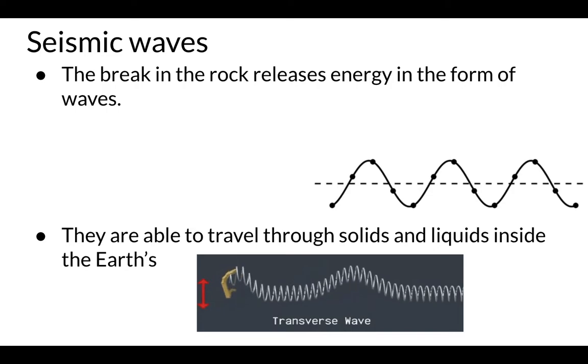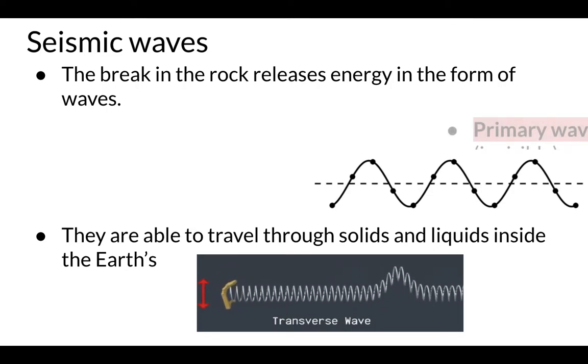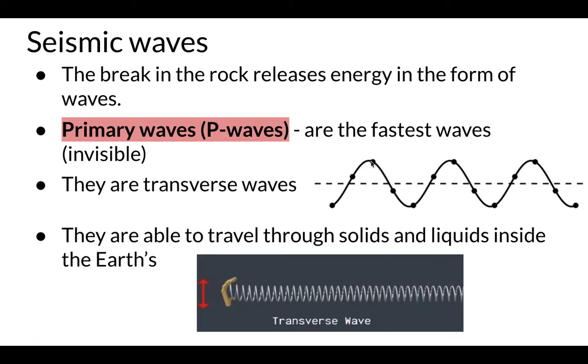So seismic waves, the break in the rock releases energy in the form of waves. Primary waves, this is our first one. They are the fastest, so they're the first ones on the scene, and they are transverse waves. So they go up and down like this. They're able to travel through solids and liquids inside the Earth.